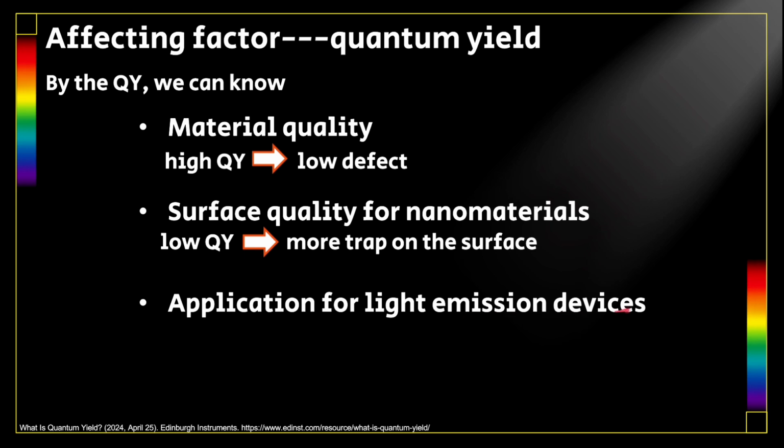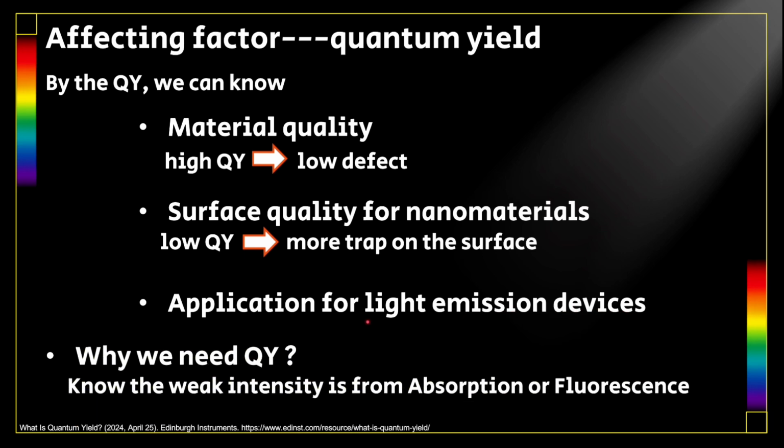Because QY directly indicates how well a material emits light, it is a very important parameter for designing emission devices. There is a question: why do we need QY? QY helps us understand why a material does not emit as much light as expected. A material might absorb light very well but emit poorly, either because it is intrinsically not a good emitter, or because non-radiative recombination dominates, greatly reducing its emission efficiency.